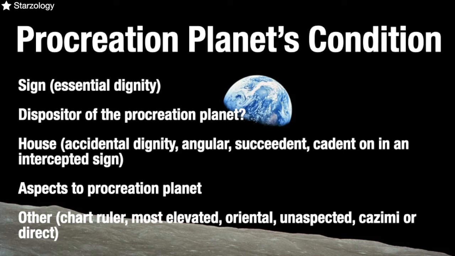You want to look at all the aspects to the procreation planet and other considerations, such as, is this also the chart ruler? Is it most elevated? Is it the oriental planet? Is it perhaps an unaspected planet? And is it Cazimi or direct or retrograde? So you would consider all of those to find the condition. What is the condition of this planet in this woman's chart?